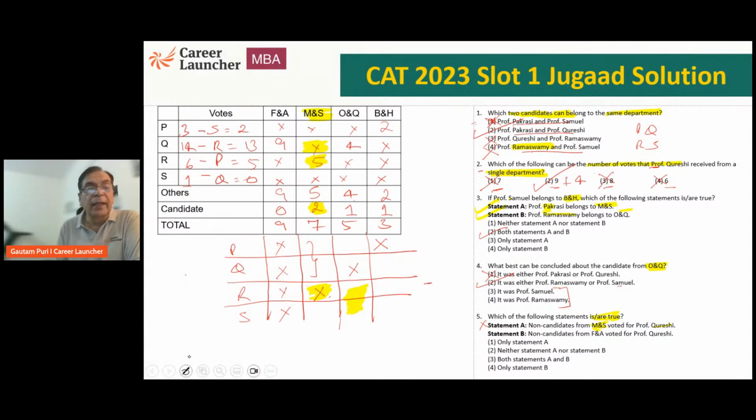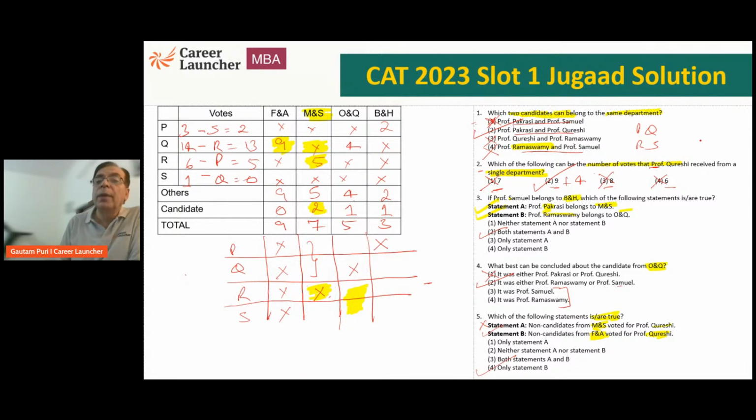We are looking for the correct statement. Statement B, non-candidates from FA voted for Qureshi. Non-candidates from FA have voted for Qureshi. Statement 2 is right. That means the correct answer will be only statement 2. So statement B is correct, so the correct answer has to be choice 4. So that completes the set.